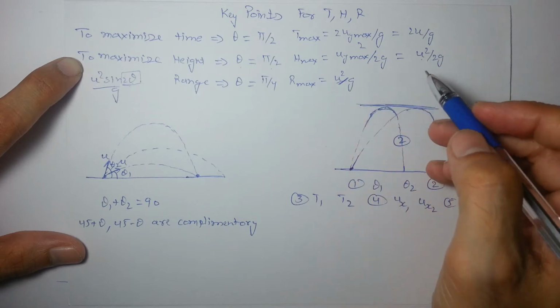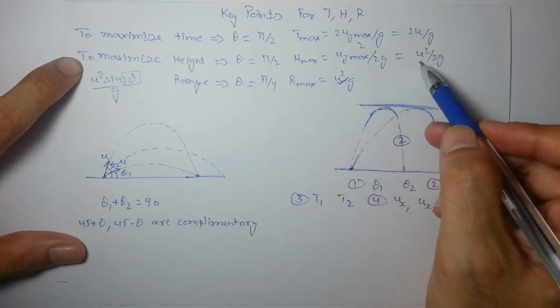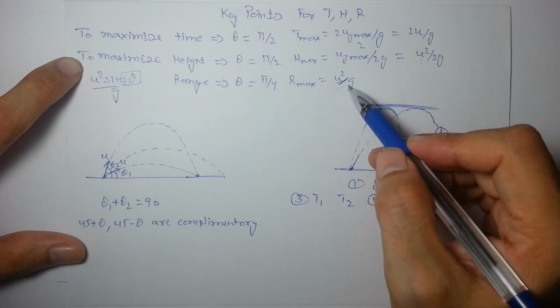Okay, so we can say maximum height is half of the maximum possible range.